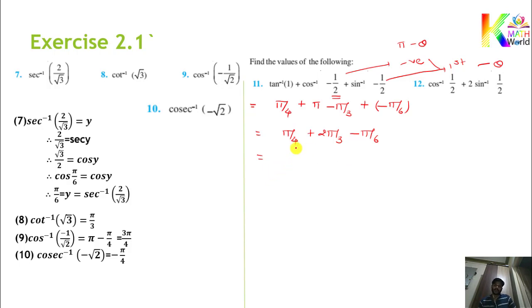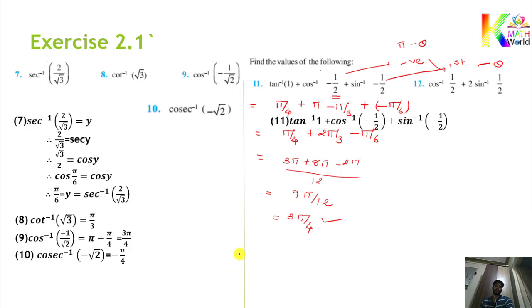12 is the LCM. So 3 got multiplied, so you got here 3 pi. Here 4 got multiplied, so 8 pi. Here 2 got multiplied, so 2 pi over your LCM, that is 12. So you got 11 pi minus 2 pi, so that will be 9 pi over 12. By cancellation, 3 cancels, it means you got 3 pi by 4. That is your answer. Okay, again whatever we discussed, that you will see in this.